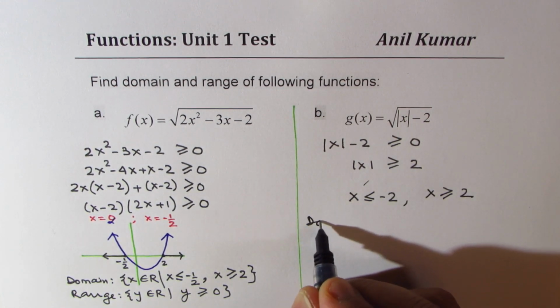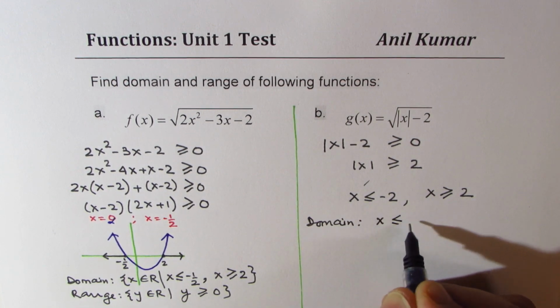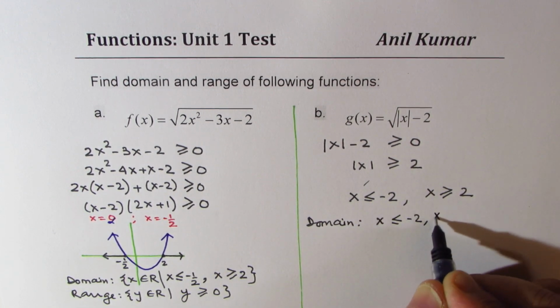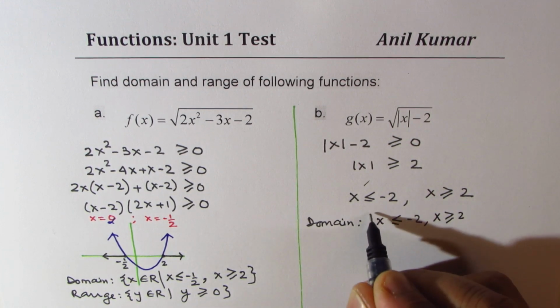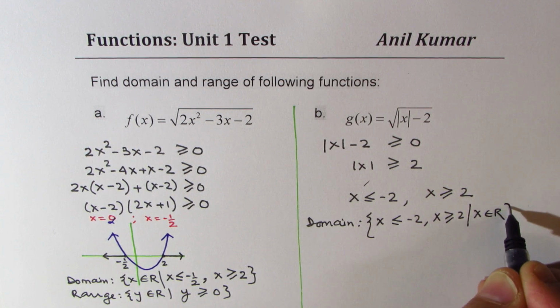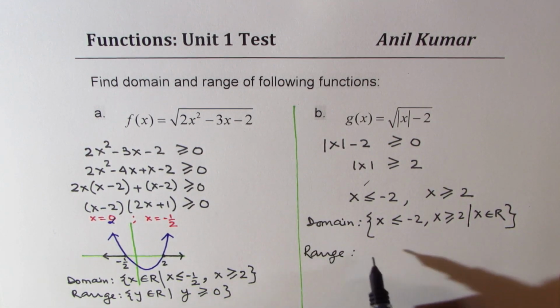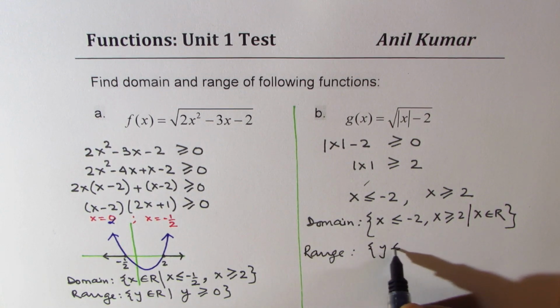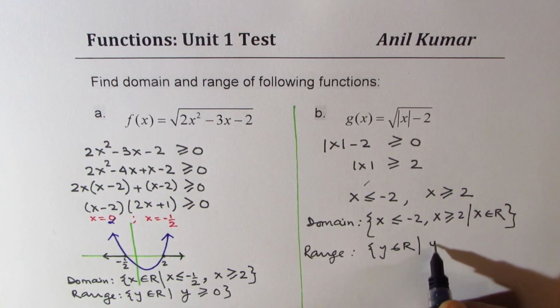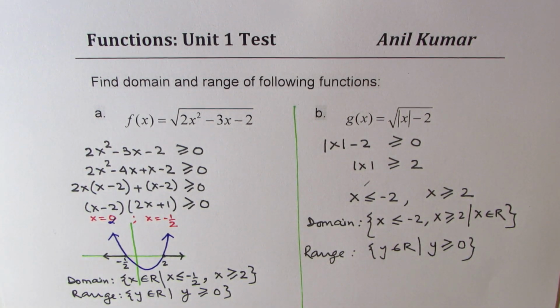So in this case, domain is x being less than or equal to minus 2 or x is greater than or equal to 2. You could also write this as where x belongs to real numbers, right? And the range, as we know, for a square root function is y belongs to real numbers where y is greater than or equal to 0. Okay? So that is how you could actually find domain and range for square root functions.